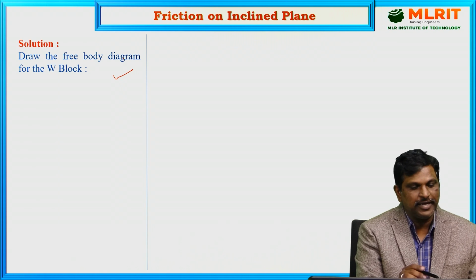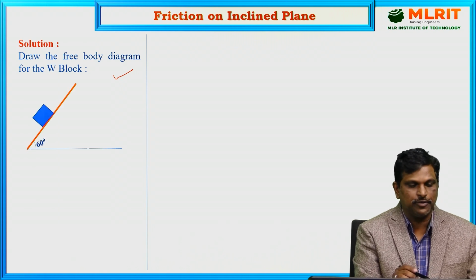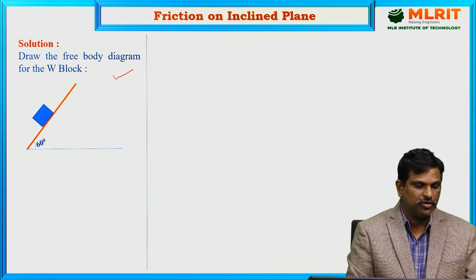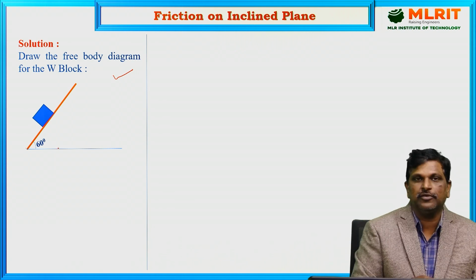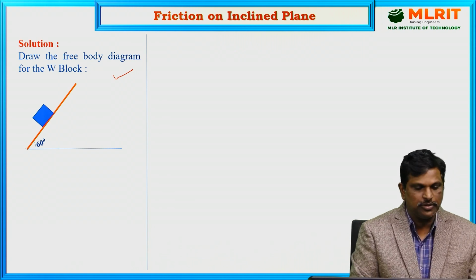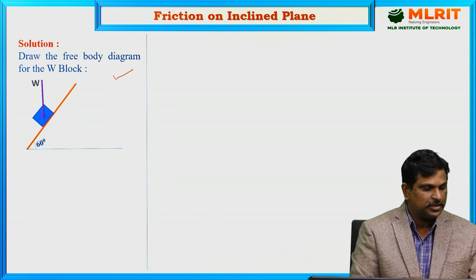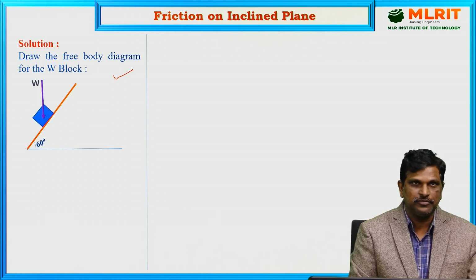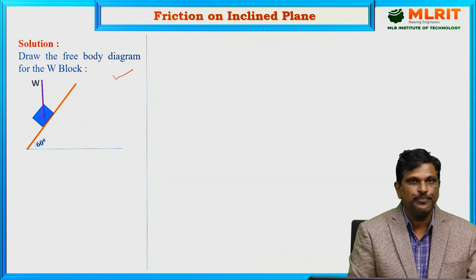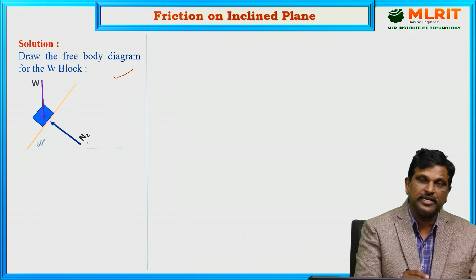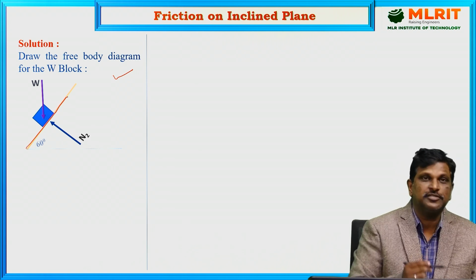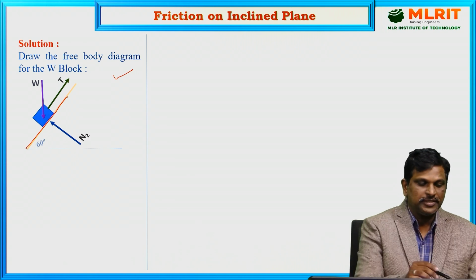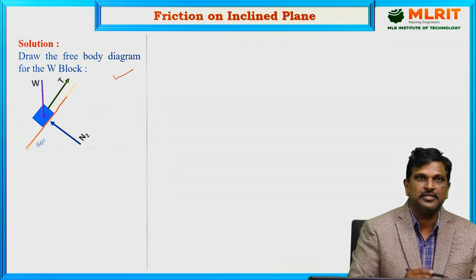draw the free body diagram of the W Newton block. This is the W Newton block which is resting on a plane which is making an angle of 60 degrees to the horizontal. Weight always acts vertically downwards. Weight is unknown and we are going to find its value. Normal reaction N2 will always be perpendicular to the contact surface. Tension in the string is T.